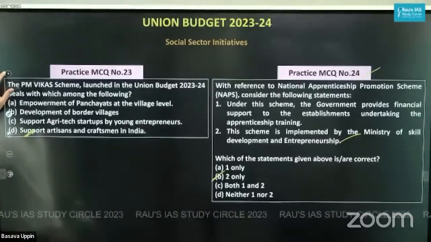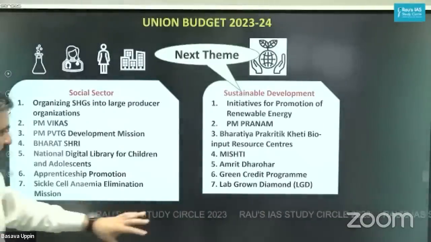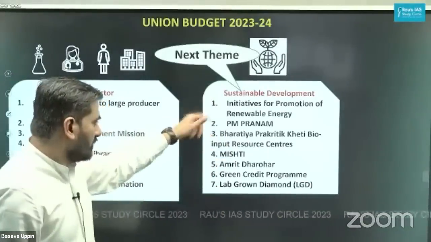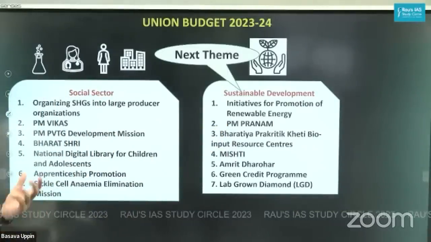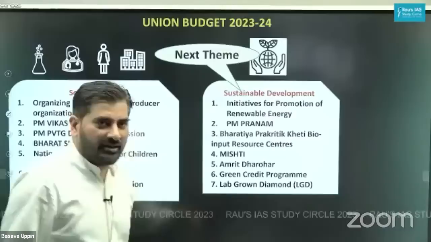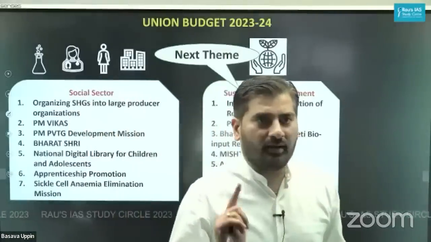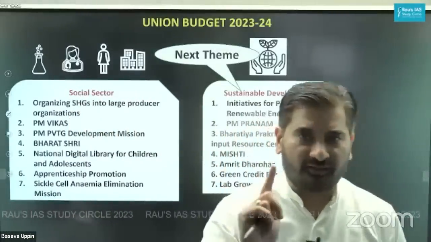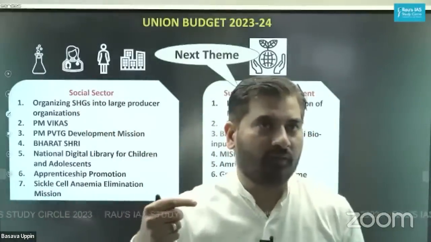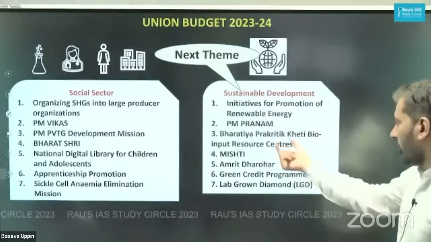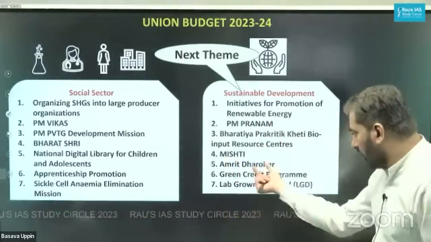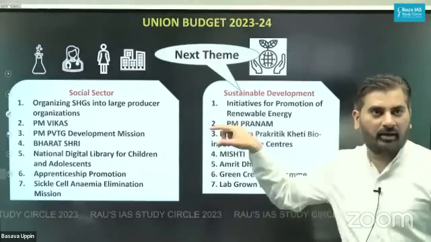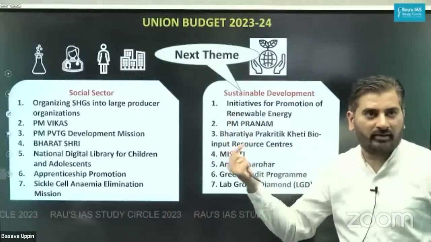Good. Okay, now coming to the last part. The last part has four schemes. I will just take up these things one by one. As far as the UPSC Prelims examination is concerned, you could just get one-liner questions with respect to these initiatives. Like you will get a question, what does PM Pranam deal with? Or what does the Mishti scheme deal with? Or what does the Amrit Dharohar scheme deal with? If you know this, that should be more than sufficient.